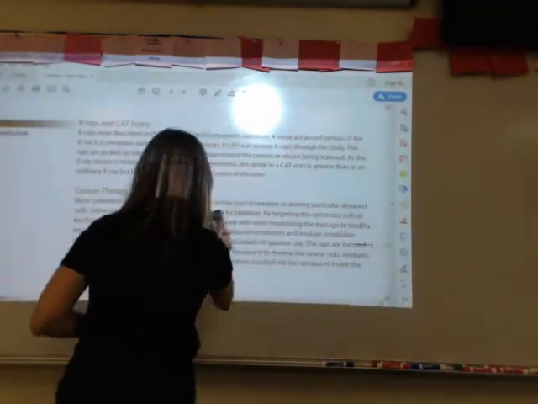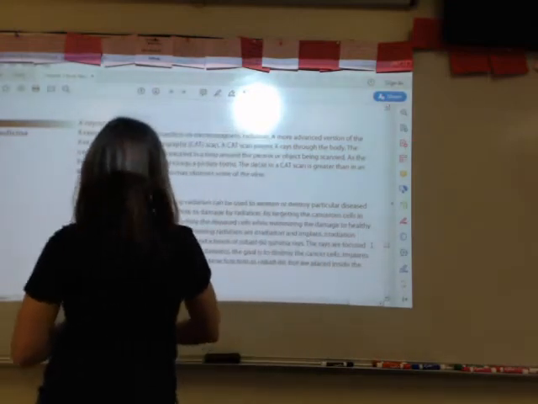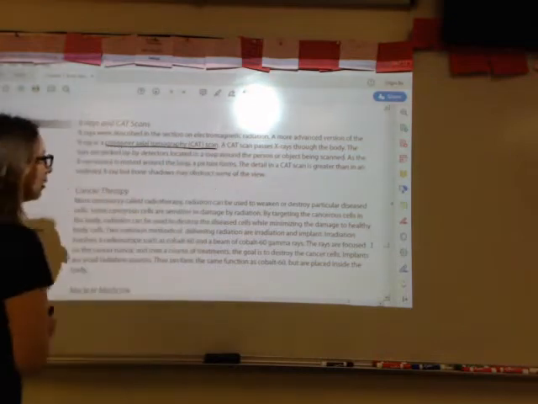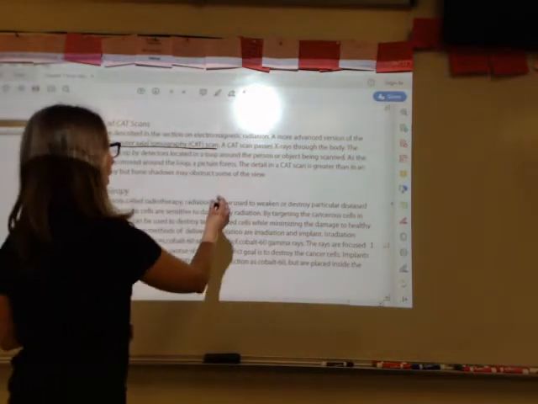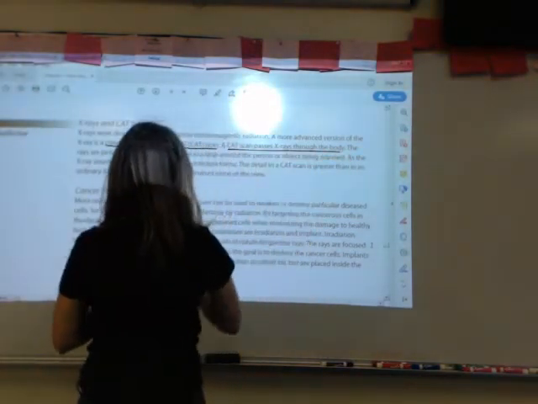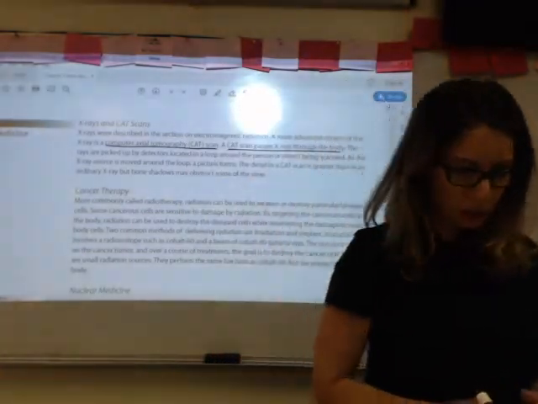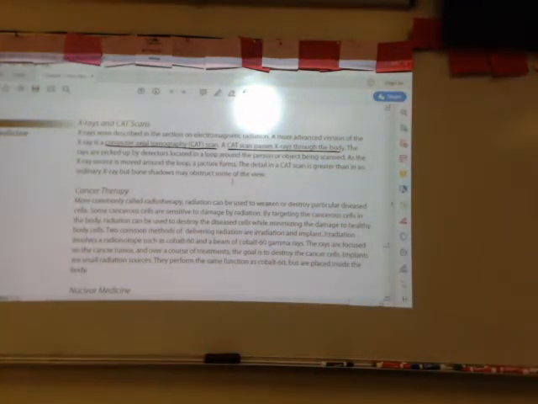A more advanced version of an X-ray is computer axial tomography, or a CAT scan. A CAT scan passes X-rays through the body, and those rays are picked up by detectors, and there's a loop around the person or the object that's being scanned, and the X-ray source moves around the loop, and then you get this picture. And the detail in a CAT scan is a lot greater than an ordinary X-ray. Sometimes bone shadows can obstruct some of the view.